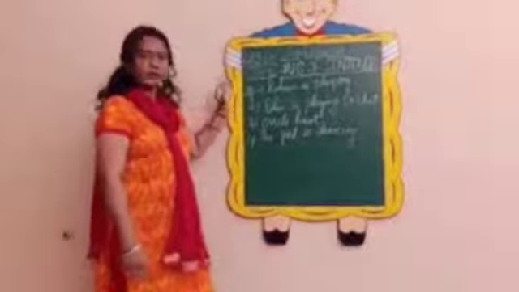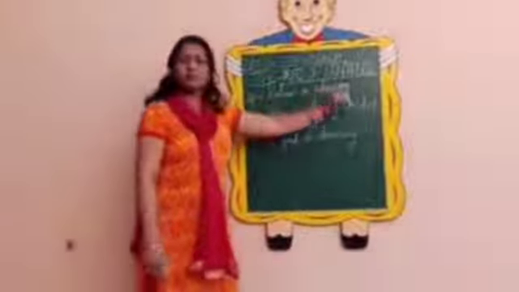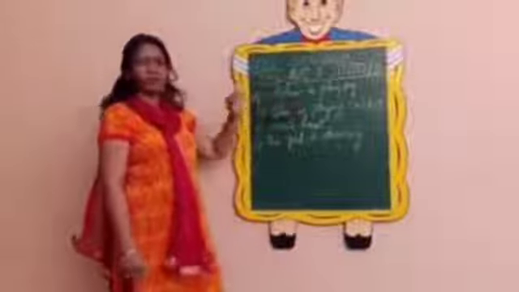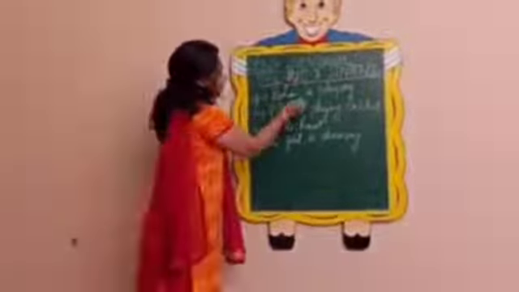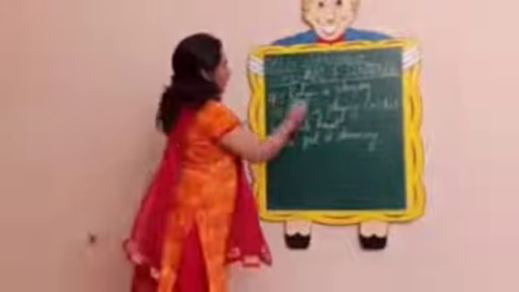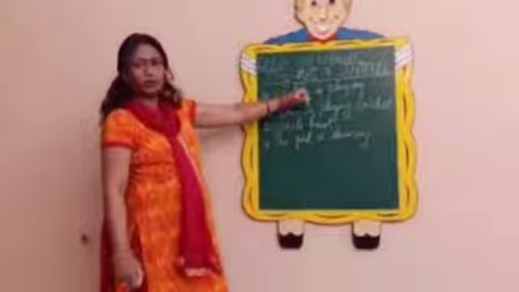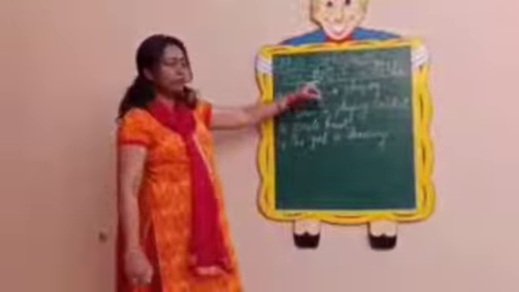Now to clear the concept, let us see some examples. Rohan is playing. Now in my first sentence, who is the doer of action? Who is doing the work? Rohan. So what is Rohan? Rohan is a subject here, since he is the doer of action. He is the doer of work.